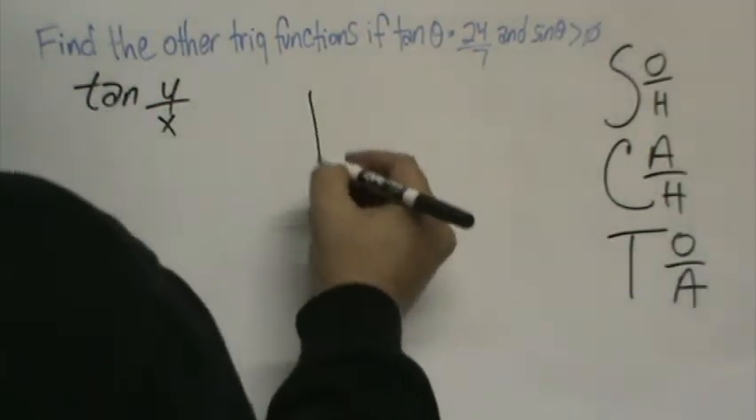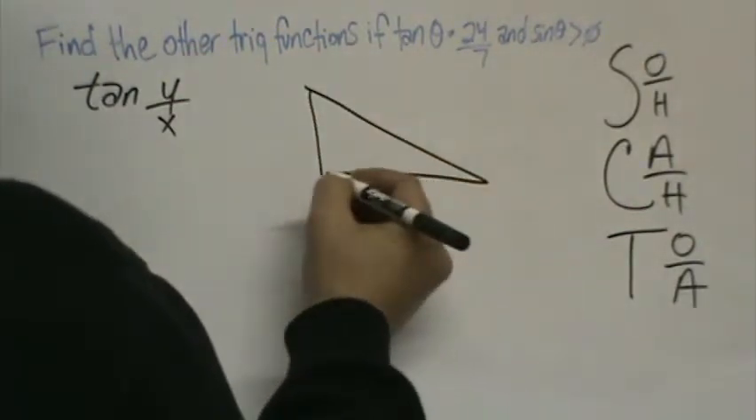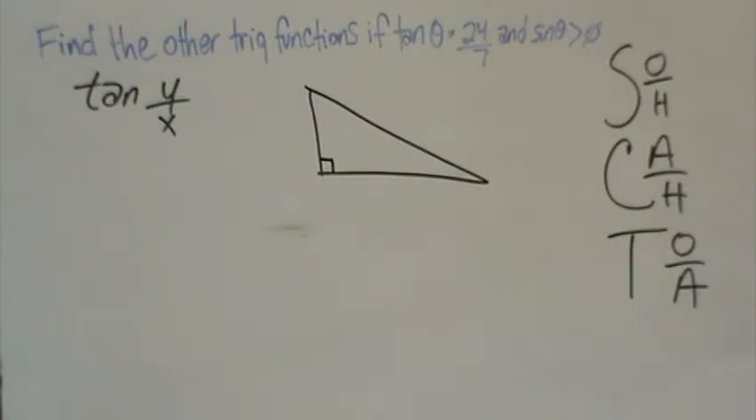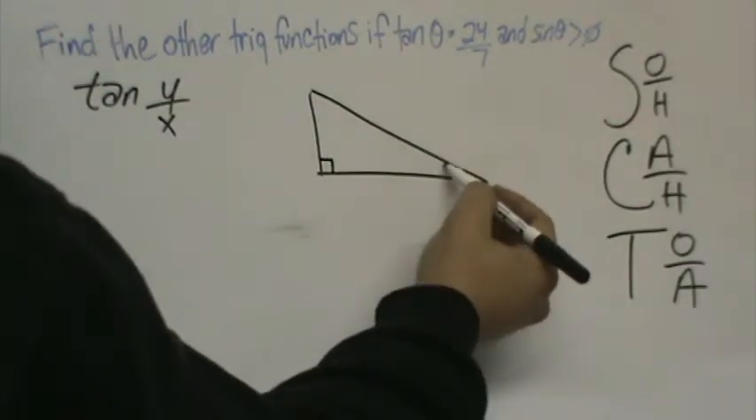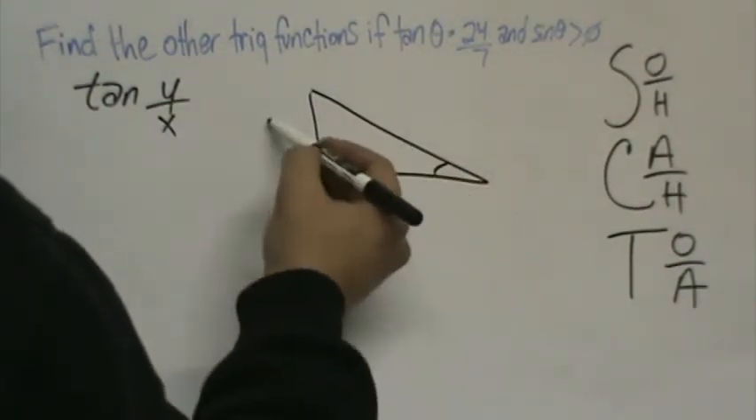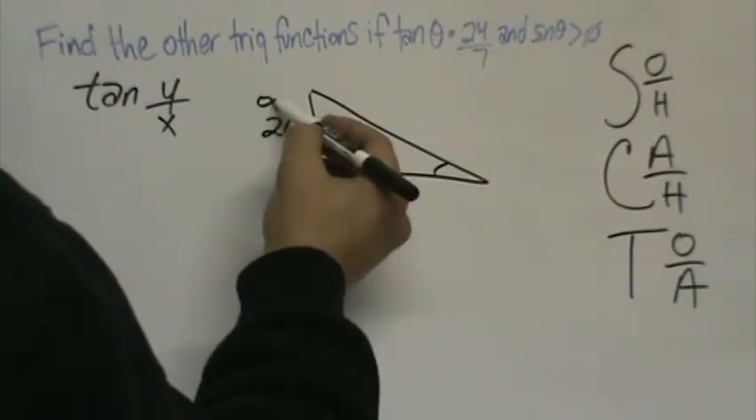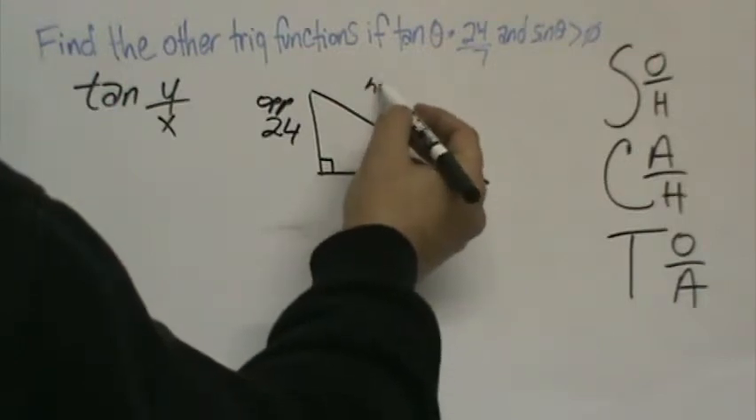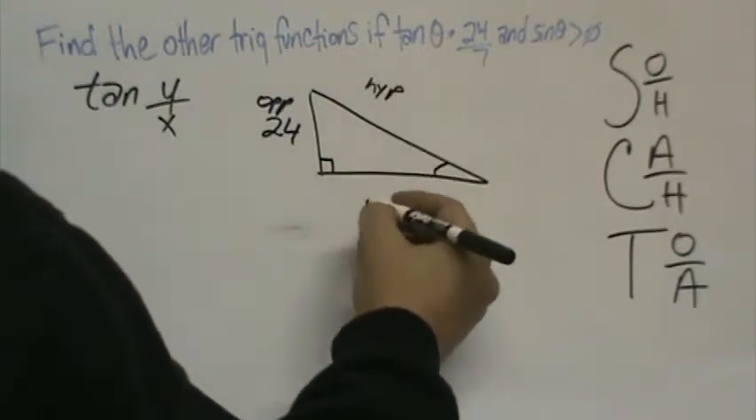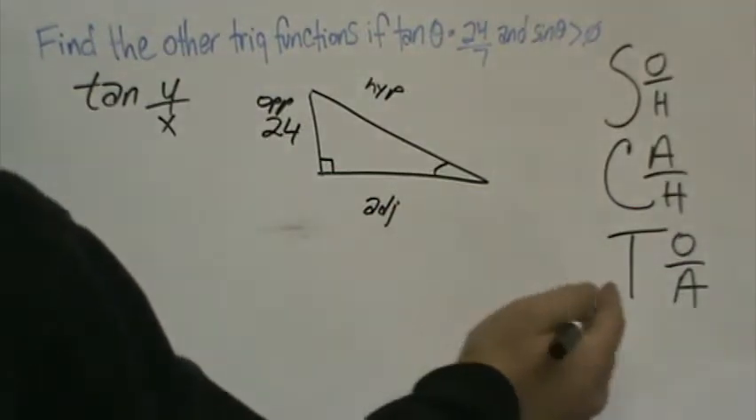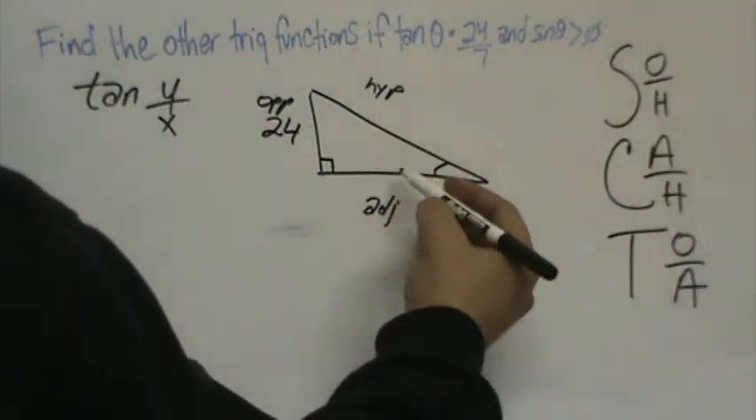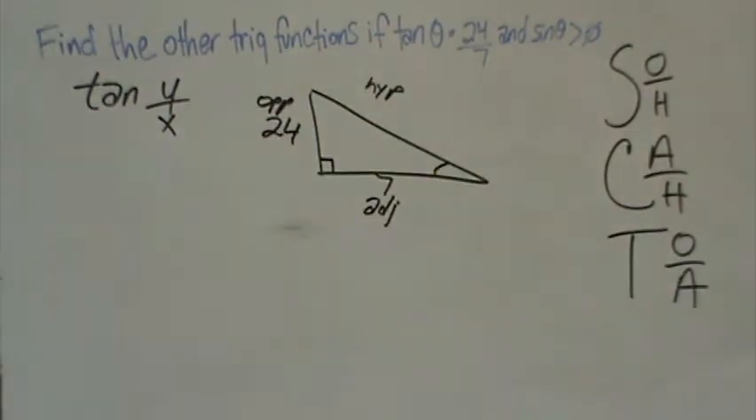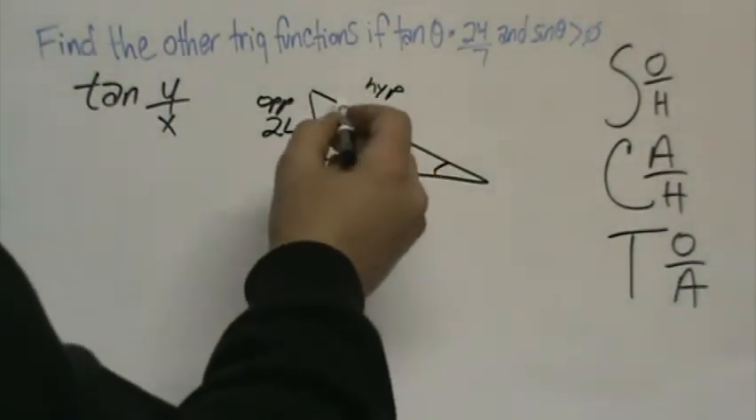What we can do is just draw a little right triangle, with about a 90 degree angle. Let's create an angle. So opposite of this angle is what? 24. So this is the hypotenuse, and this is the adjacent. It's opposite over adjacent, so here we're going to do 7. So 24 over 7.